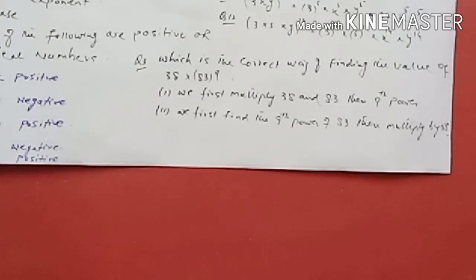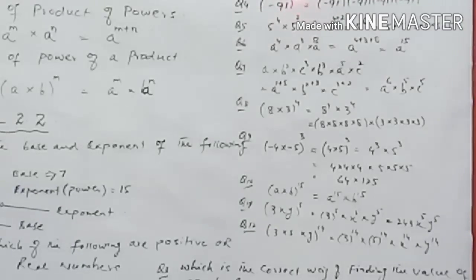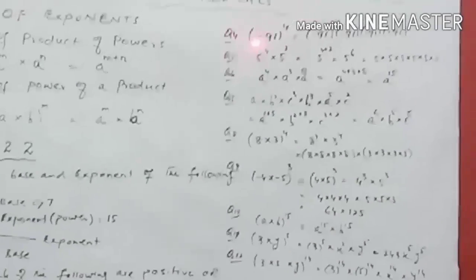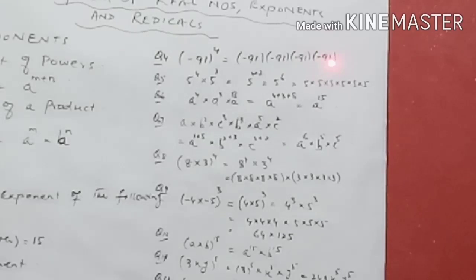Now come to question number 4. Minus 91 raised to power 4. That means first we expand this term. How many exponents do we have? 4. The base is minus 91. Therefore we multiply minus 91 four times: minus 91, minus 91, minus 91, minus 91. First multiply minus and minus, which gives plus, plus times minus gives minus, and minus times minus gives plus.